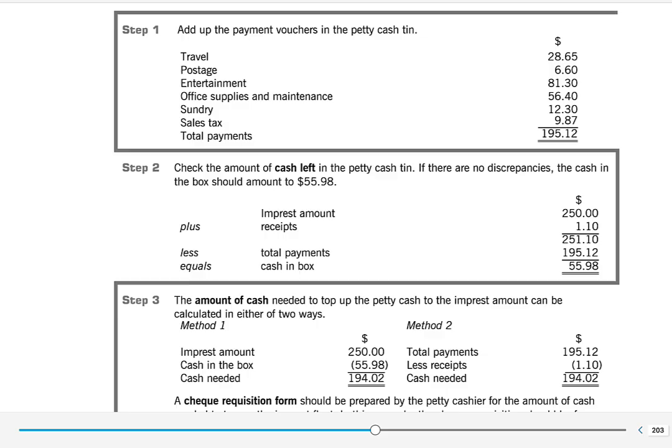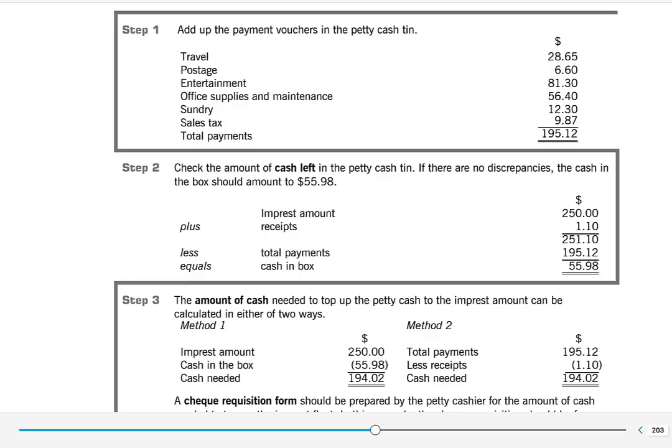Step 2. Check the amount of cash left in the petty cash tin. In a perfect imprest system, the cash left should be correct and explainable. The rule is very simple. Cash in box equals imprest amount plus any receipts minus total payments. In this example, there's a receipt of $1.10. That means some money was received into petty cash. So we calculate it like this.